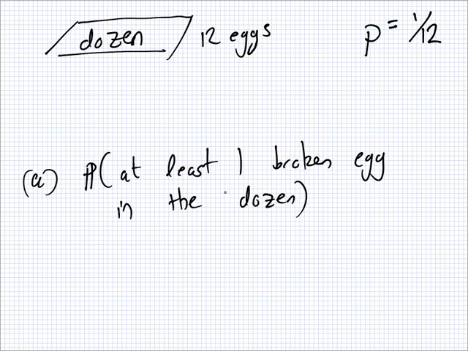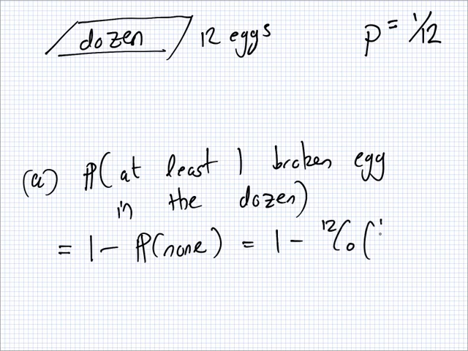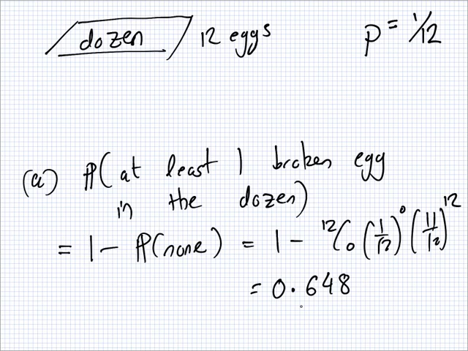Okay, what do we get here? As a decimal? This is 1 minus the probability that there's none broken, which will be 1 minus 12C0, 1/12 to the 0, 11/12 to the 12, and this is 0.648.